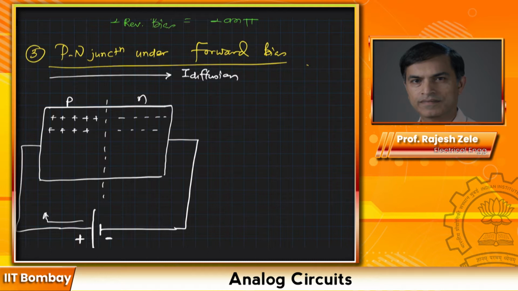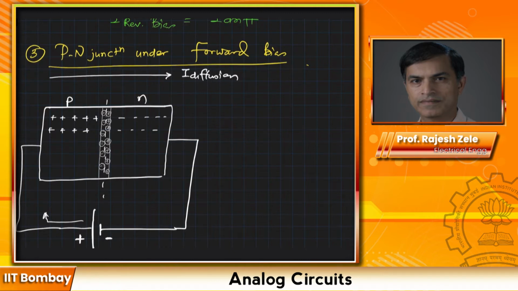The width of the depletion region will reduce substantially. Okay, so you will see really small region here which will have depletion region. So this would be your minus charges here, and here will be the plus. Okay.